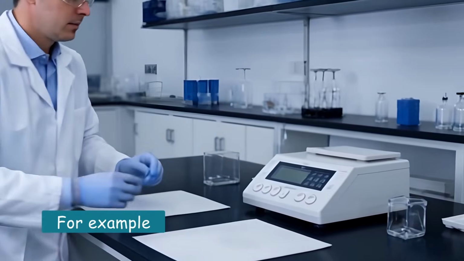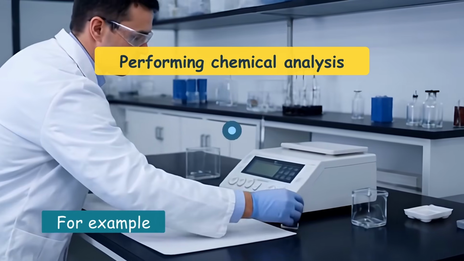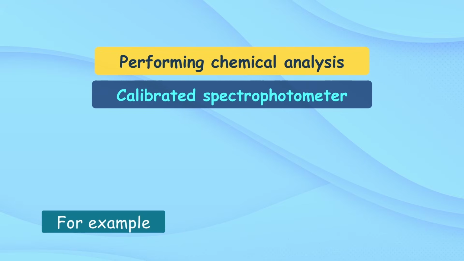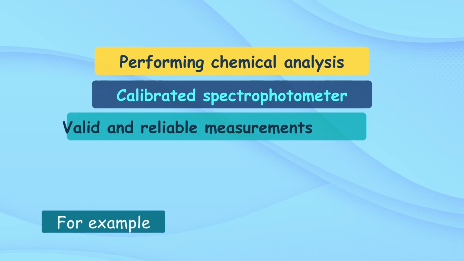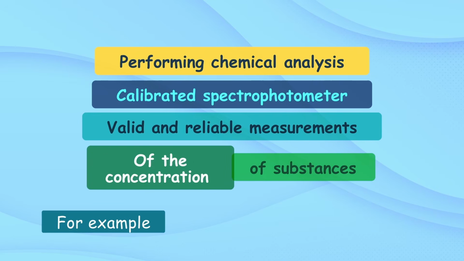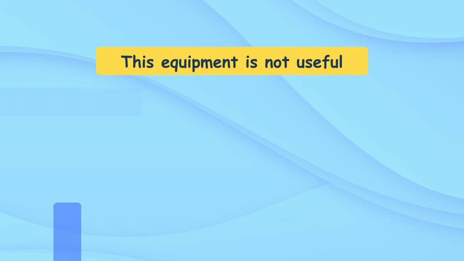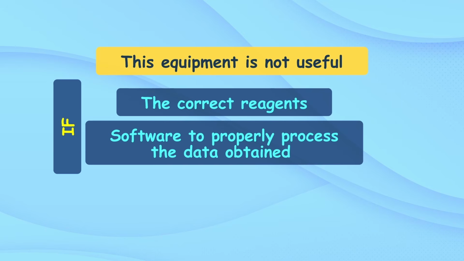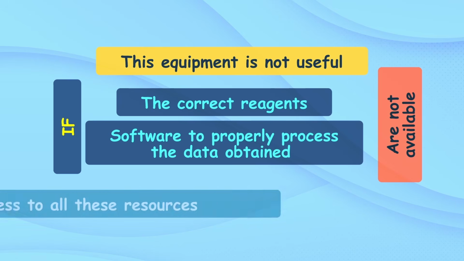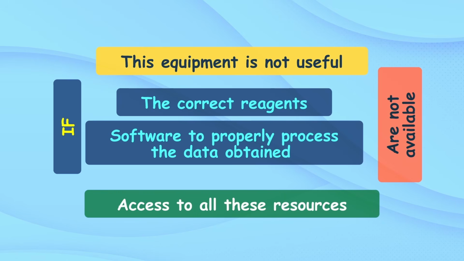For example, in a laboratory performing chemical analysis, having a calibrated spectrophotometer is essential to obtain valid and reliable measurements of the concentration of substances in a sample. However, this equipment is not useful if the correct reagents or software to properly process the data obtained are not available. Therefore, the standard stresses the importance of comprehensive access to all these resources.